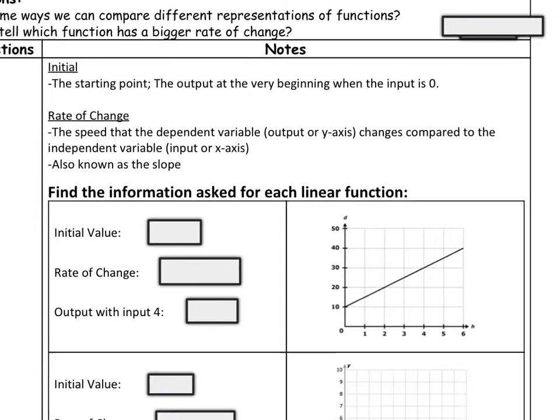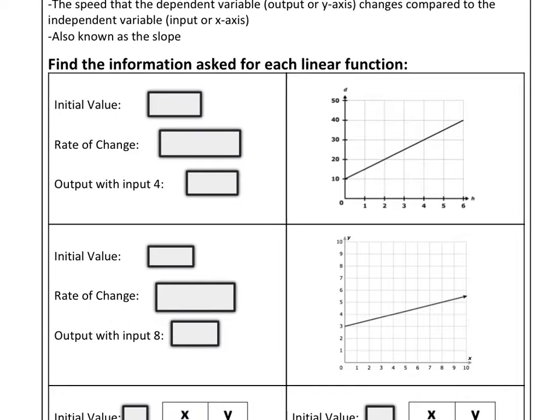Let's look at some different representations starting with graphs. Looking at this graph here, first we want to find the initial value. The initial value is the output at 0. In this case, the y-intercept is 10. Our rate of change, well, we could find our slope by looking at two separate points. I'm just going to go from here over to here, and if I count those steps, that's 10. This is 20 to 30, so that's 10. And then over is by 1, so that's 2.